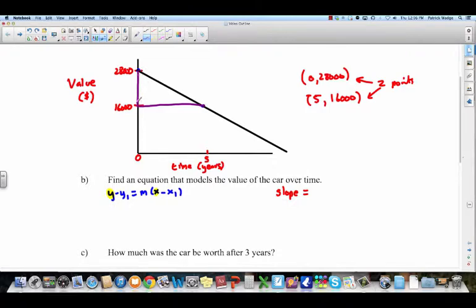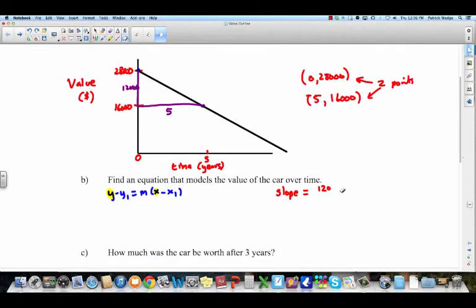Now, how much is that rise amount? That's from 28,000 to 16,000. That's 12,000. How much is this run amount? It's from 0 to 5. It's 5. So our slope is going to be 12,000 for rise.